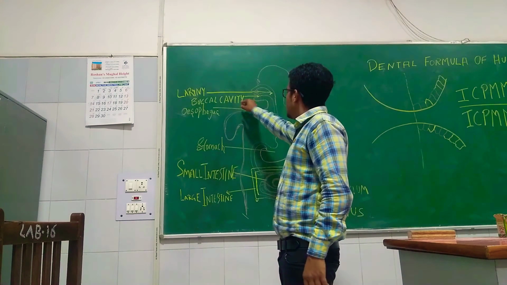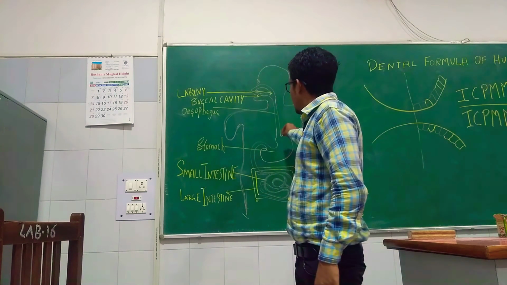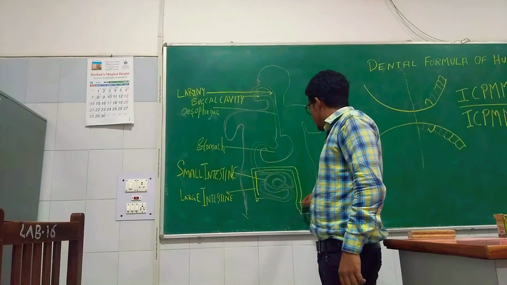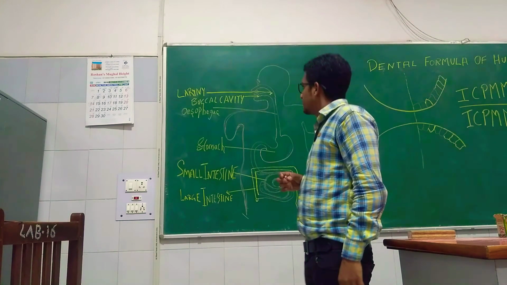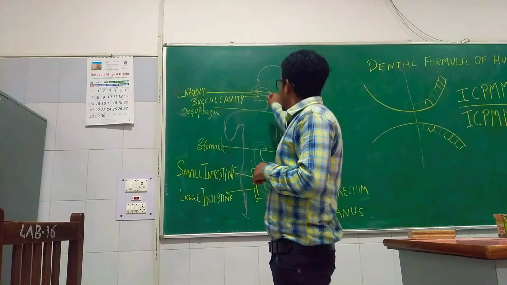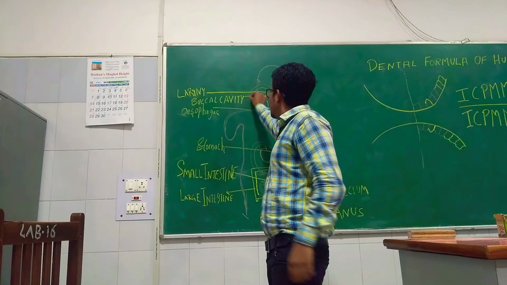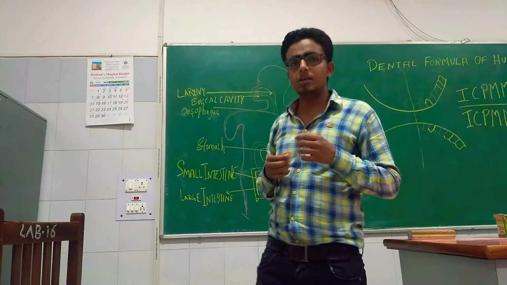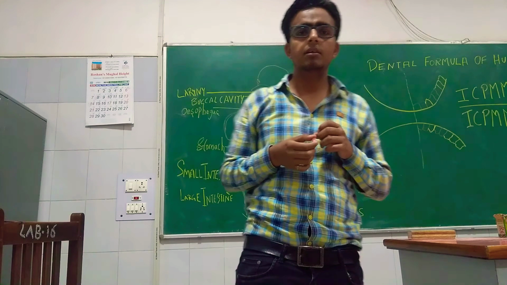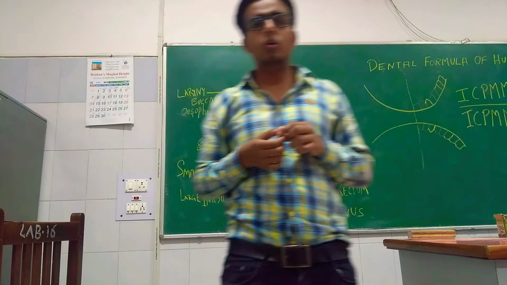The food we eat goes from the buccal cavity via the esophagus to the stomach, and the feces exit through the anus. So let us discuss one by one in detail. The buccal cavity constitutes the mouth and mouth parts, like the tongue and teeth. Later I will tell you the dental formula of human beings.